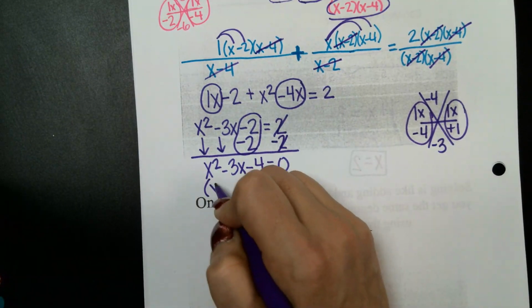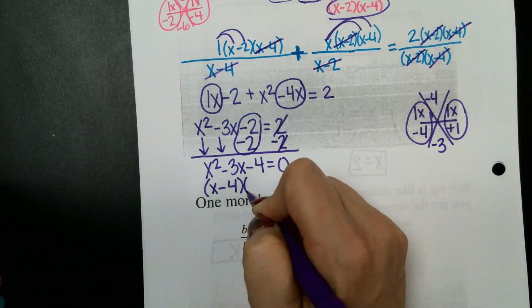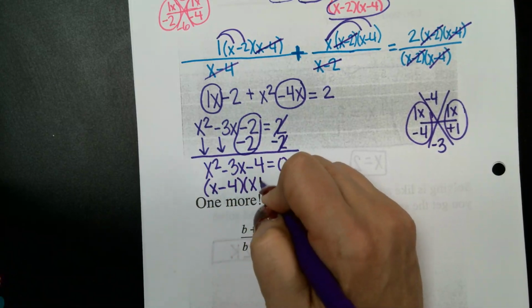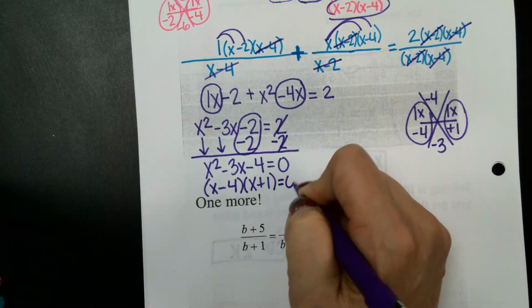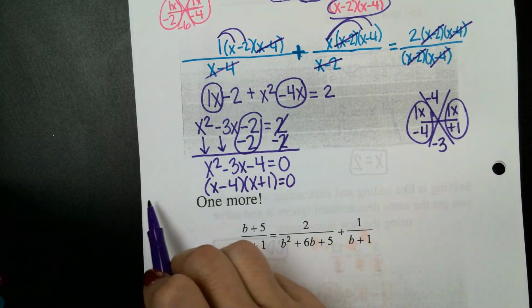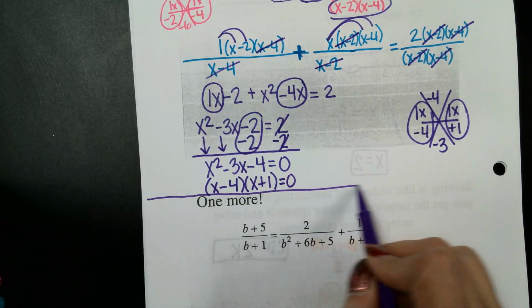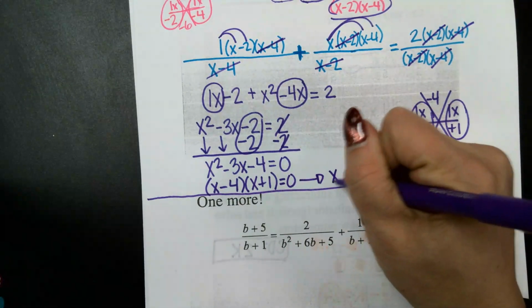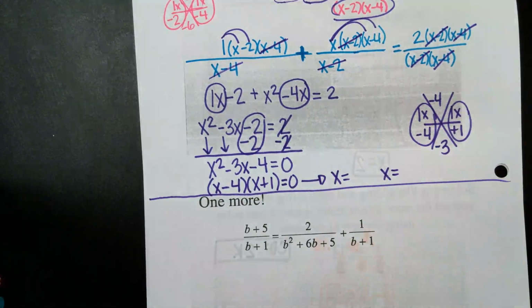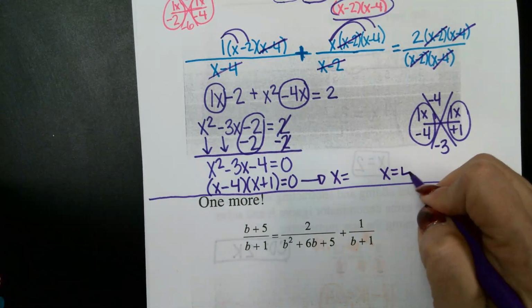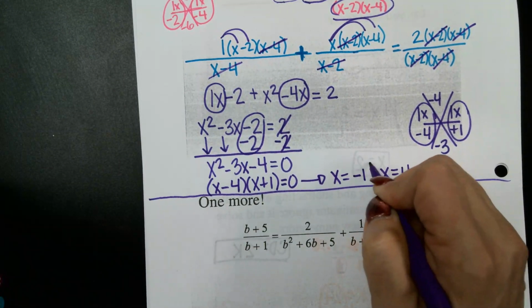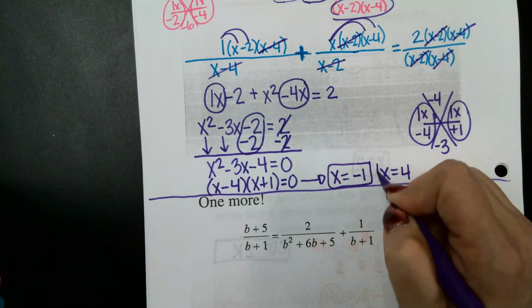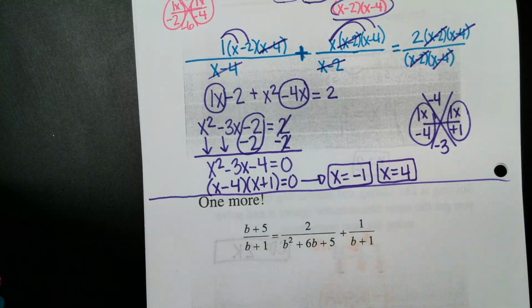Okay, so my 2 sets of parentheses are x minus 4 times x plus 1 equals 0. So then from there, can you guys give me the 2 answers? X equals and x equals? Positive 4 and negative 1. Okay? So now we have two possible answers.